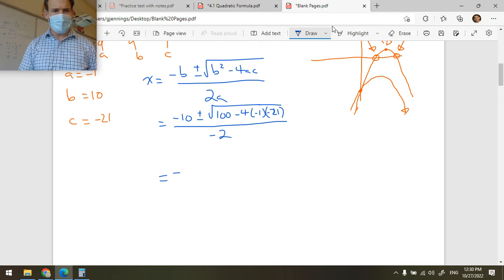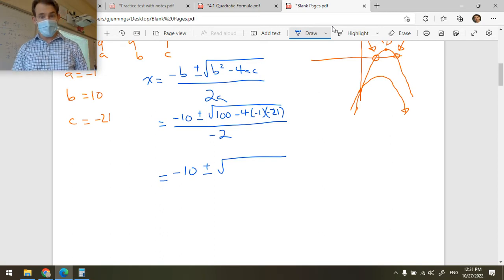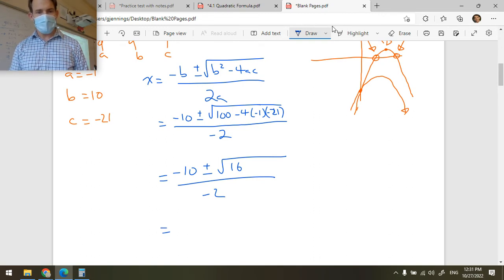Okay, so here we go. This is equal to minus 10 plus or minus the square root of 100. Minus 4 times minus 1 is positive 4. Positive 4 times negative 21 is going to give me 84, but negative. So 100 minus 84 is 16, all divided by negative 2. Okay, now let's simplify. Negative 10 plus or minus 4. The square root of 16 is 4, all over negative 2.